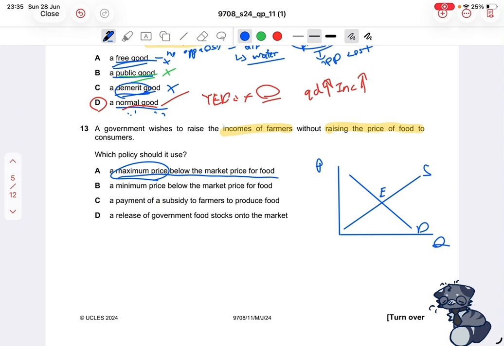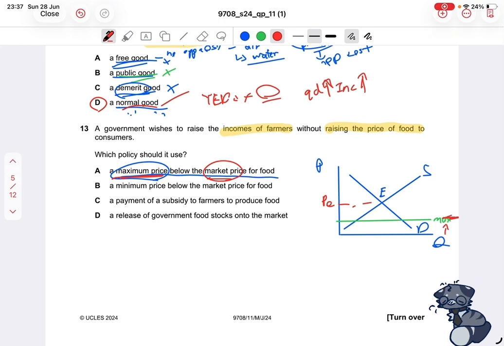So maximum price is a price ceiling, meaning that the prices cannot rise above that price. And it says that this maximum price is set below the market price, which is also equivalent to the equilibrium price. Since it is below it, that means that the maximum price will be down here. So we can write that as the maximum price. Now, as the maximum price is the price ceiling, that means that this is as high as the prices can go. So the prices will start increasing like here, and it will stop here.